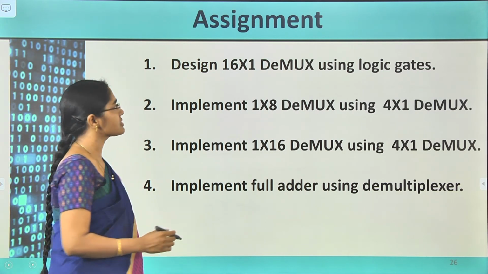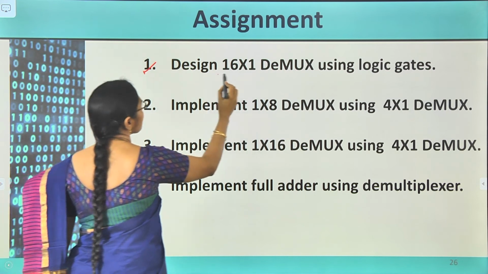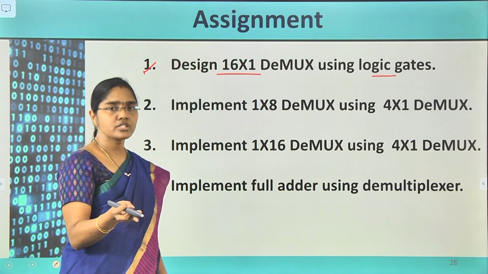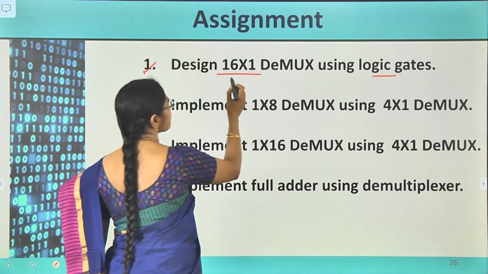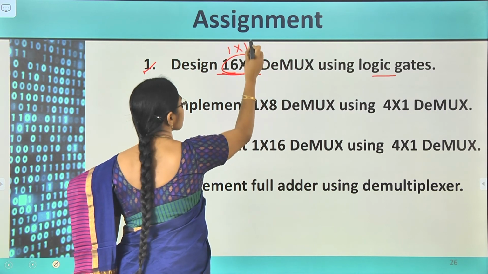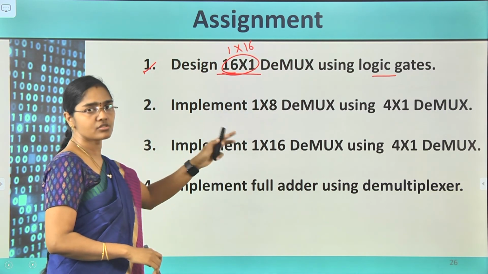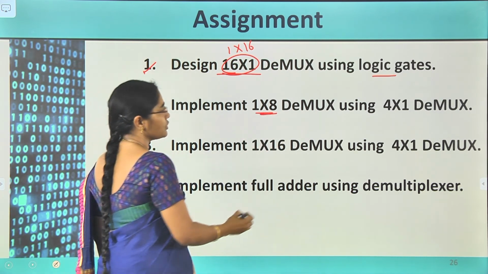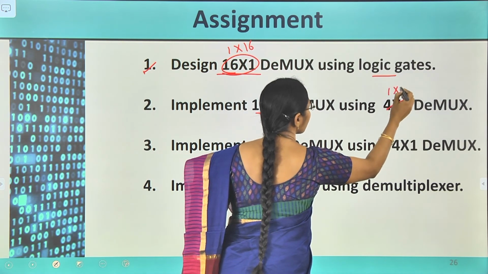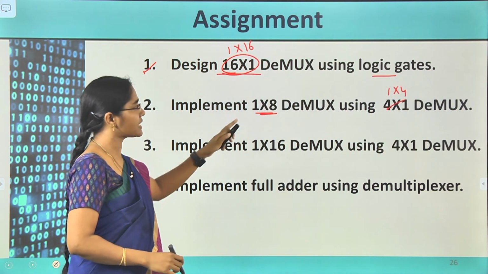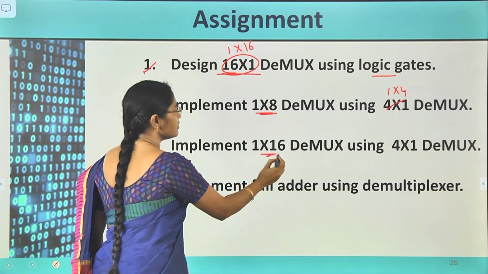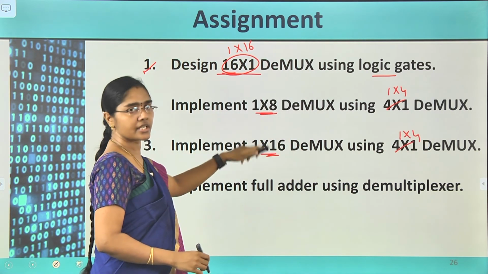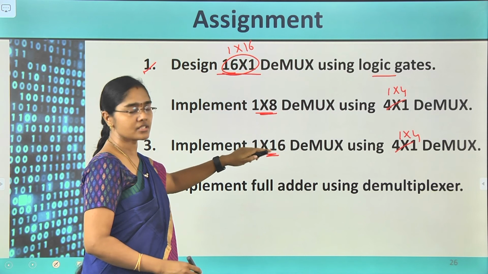Take these assignment questions: design a 1:16 demux using logic gates, because we have seen 1:2, 1:4 and 1:8. Then implement a 1:8 demultiplexer using 1:4 demultiplexers. That is a demultiplexer tree implementation. And here also 1:16 with 1:4 demultiplexers. Design or implement demultiplexer trees.